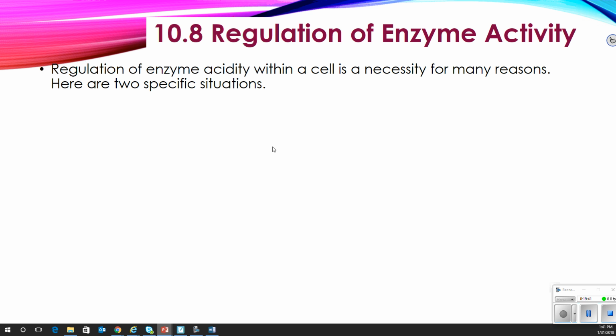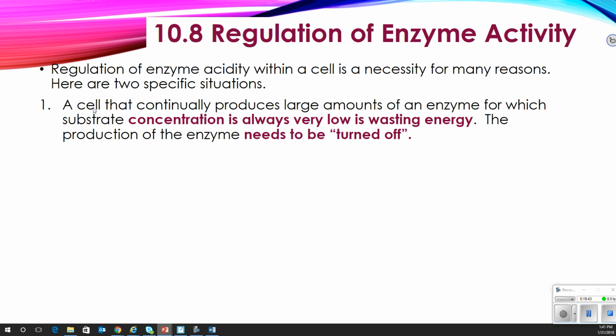Here's 2 specific situations. A cell that continues to produce large amounts of an enzyme for which the substrate concentration is always very low is wasting energy. The production of the enzyme needs to be turned off. In other words, if I had 2 people on the line and only 1 chocolate was coming through every minute, I only need 1 person there.